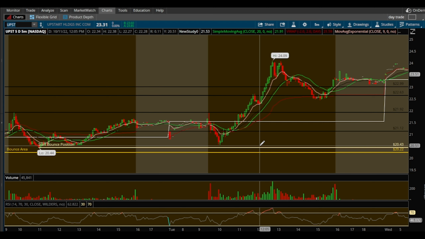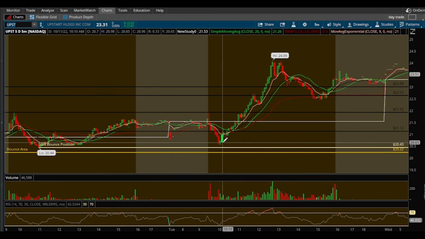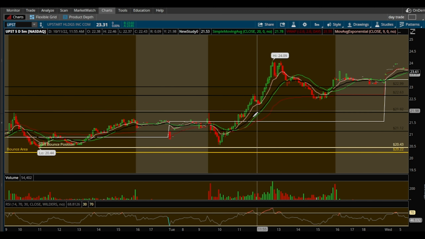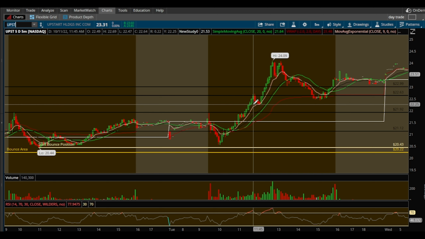I called out what I was entering. I believe it was the 21 call options here. And as you can see here, we caught the bottom on this, then had a huge move up. Yeah, that's a little extra move. It doesn't always happen like that, but it worked out beautifully.